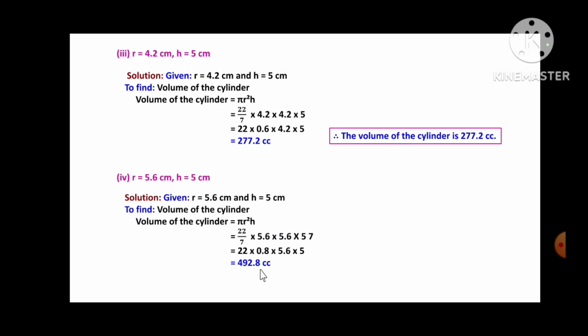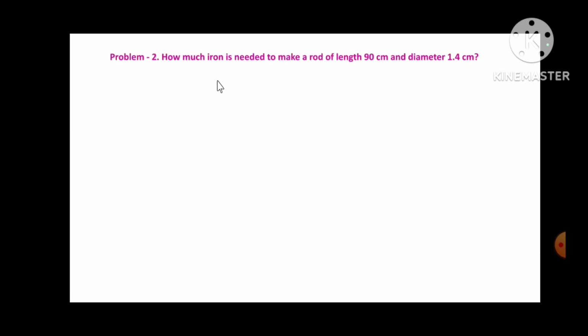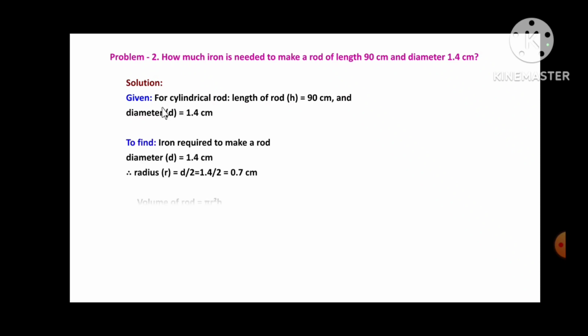So that leads to 492.8 cc. So in words we can write the volume of the cylinder is 492.8 cubic centimeter. So friends, second problem: how much iron is needed to make a rod of length 90 centimeter and diameter 1.4 centimeter. Here it is given that for a cylindrical rod, the length of the rod is the height h, 90 centimeter, and diameter is 1.4 centimeter.